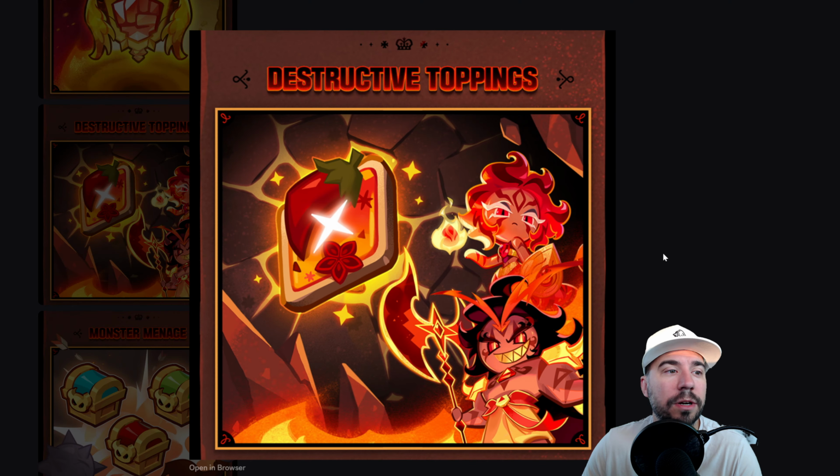Then we got destructive toppings, so more toppings coming. Looks like probably going to be available to not just these two, is going to be my guess, probably fire stuff, but we do have some of the dragon toppings and fire stuff already. So we'll have to see as this one kind of unfolds here with those toppings. Now, it does only show these two here as well.